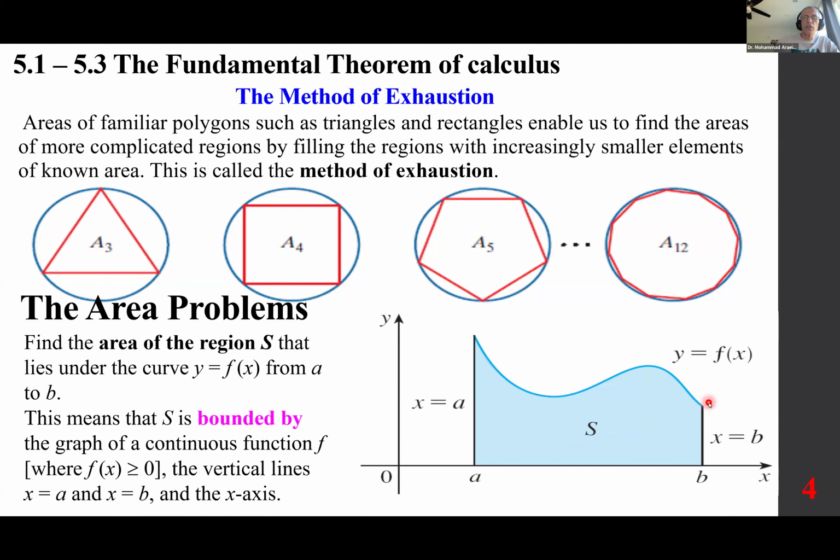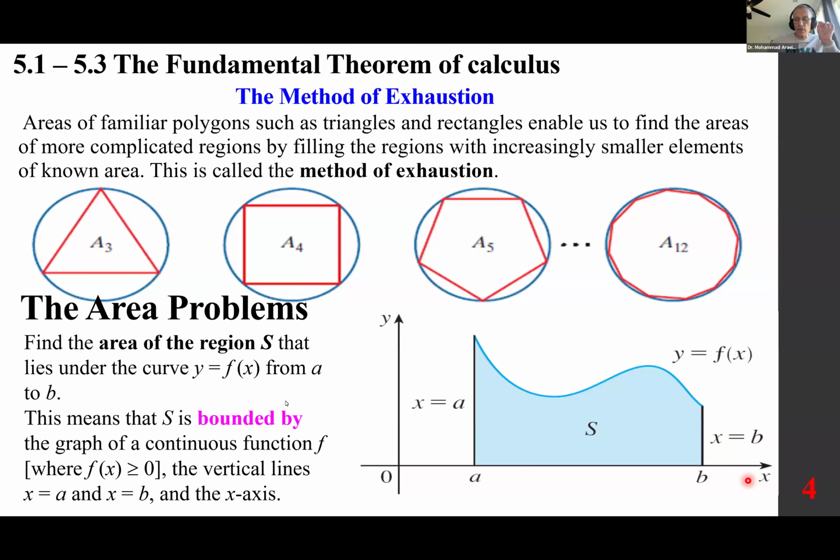You want the area under the curve, S. Find the area of the region S that lies under the curve y equals f of x from a to b. This means that S is bounded by the graph of a continuous function, y equals f of x, where f of x is larger than or equal to 0. This is a positive function, not negative. The vertical lines, x equals a and x equals b, and the x-axis.